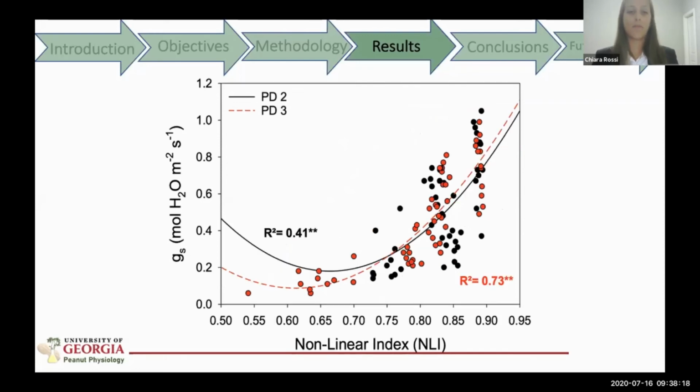The last graph represents the correlation between, again, stomatal conductance, but now a different vegetation index, the nonlinear index. And again, both regression lines are positive. They follow the same trend. And again, the third planting date has a higher R-square. And the reason why the R-square of the third planting date is always higher is because during the third planting date, the environmental conditions had a wide range of variability. That's why our R-square is higher in the third planting date than in the second.